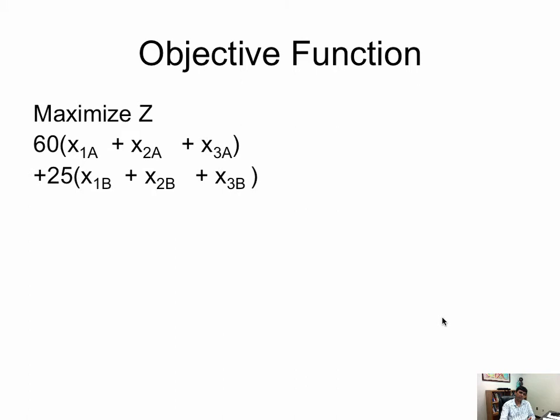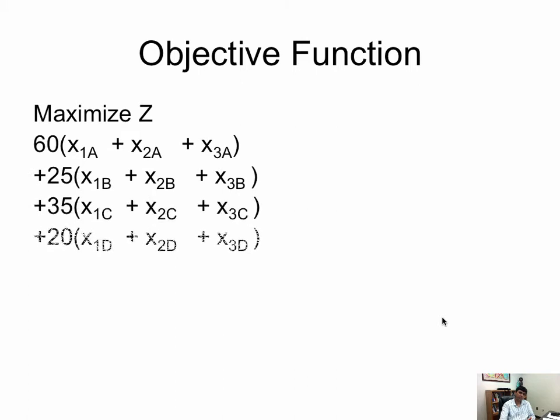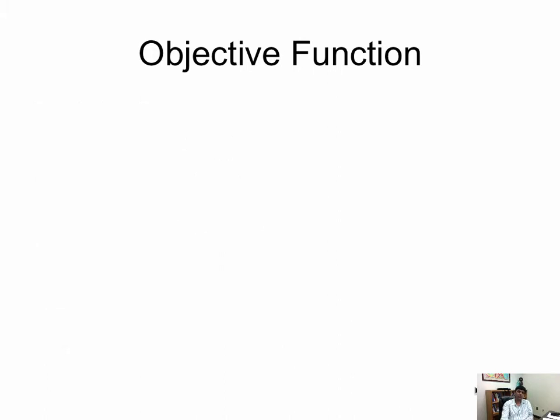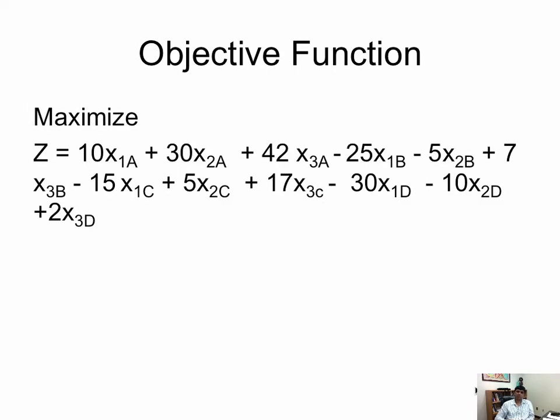Similarly, add on mixture B, mixture C, and mixture D, and we should subtract the cost of manufacturing. So the cost of manufacturing is 50 cents per pound, and the total amount of type 1 screw produced is X1A plus X1B plus X1C plus X1D. Similarly, type 2 has a cost of 30 cents per pound, type 3 has 18 cents per pound. So this is our maximize function. So finally, if we refine it and solve it further, our maximize Z will look something like this.